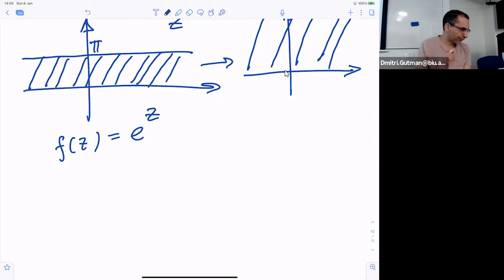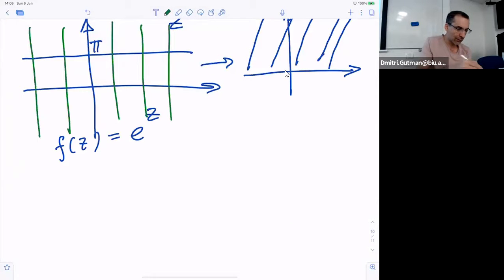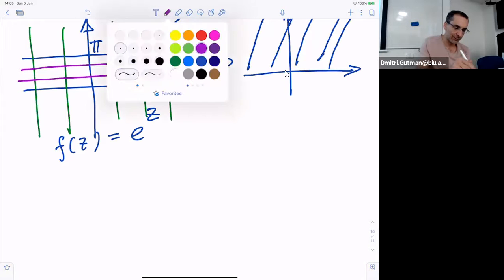Okay, so how do we do it? Well, let's take a grid of lines that are parallel to the imaginary axis. And let us take a grid of lines that are parallel to the real axis, and see where they're being transformed.